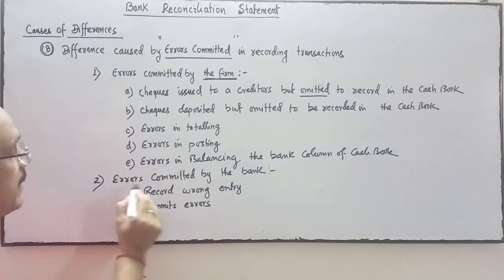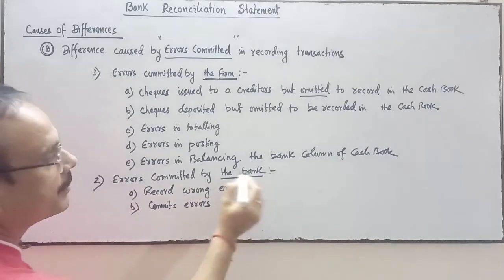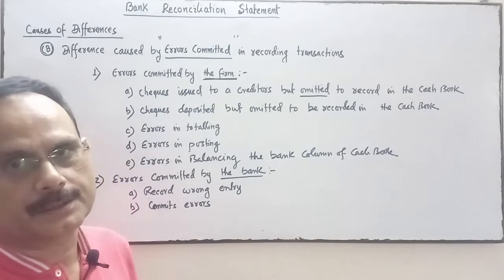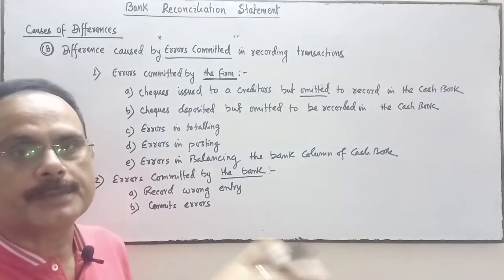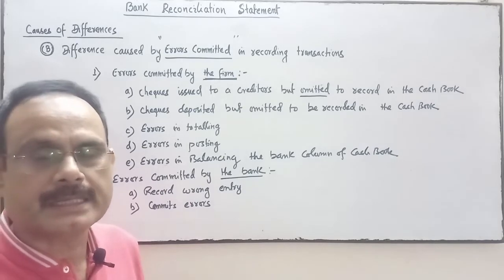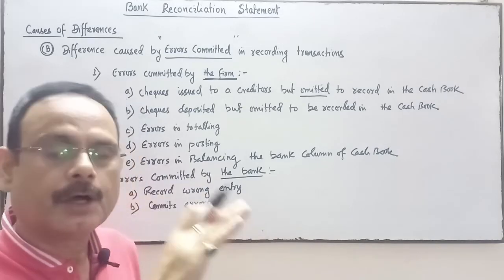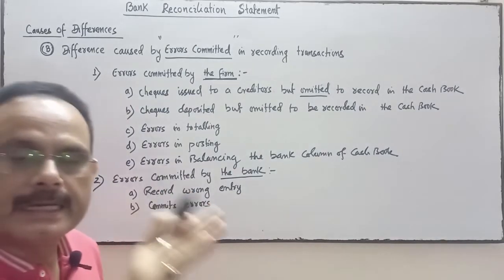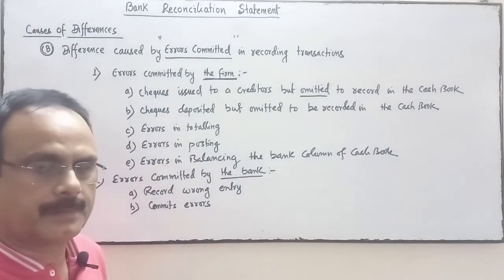Now next is error committed by the bank. Error committed by the bank where? In the customer's ledger. By the accountant of the bank, by the cashier of the bank who is operating the customer's ledger, that cashier or accountant has committed errors in the customer's ledger, that is in the passbook.